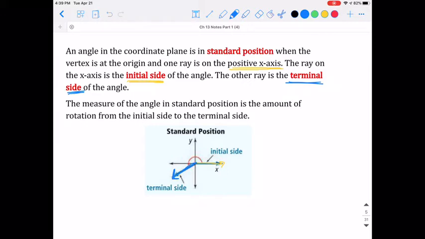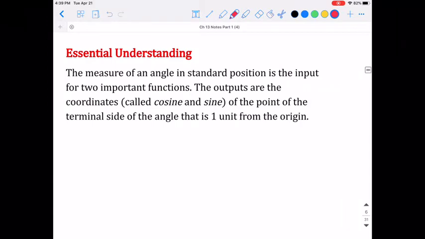The measure of the angle in standard position is the amount of rotation from the initial side to the terminal side. So to figure out how many degrees this angle is, we start at the initial side and rotate around to the terminal side. Essential understanding for this section. The measure of an angle in standard position is the input for two important functions. The outputs are coordinates called cosine and sine of the point of the terminal side of the angle that is 1 unit from the origin.